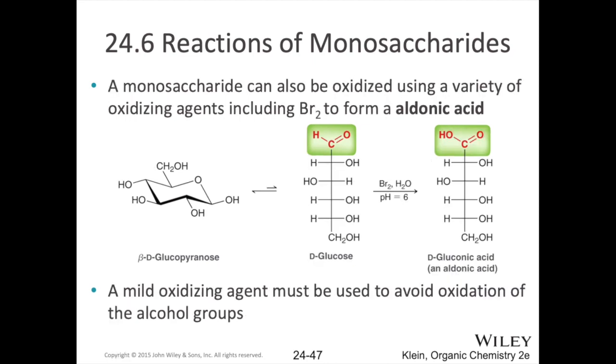We could go the opposite direction. We could take an aldehyde and oxidize it to a carboxylic acid. If we use bromine as our oxidizing agent, it will only oxidize that aldehyde group, and so we only form the carboxylic acid here. Please note that none of the other alcohols are oxidized to ketones or anything like that. Just bromine forms the resulting acid. We call this an aldonic acid. We take that -ose ending and change it to -onic acid.